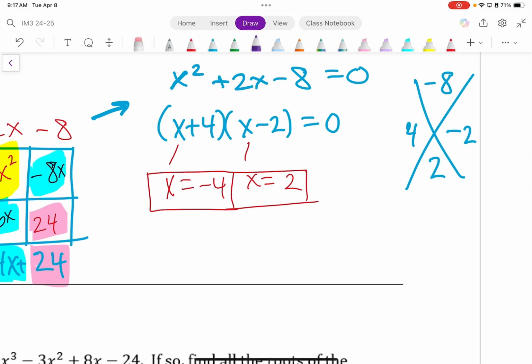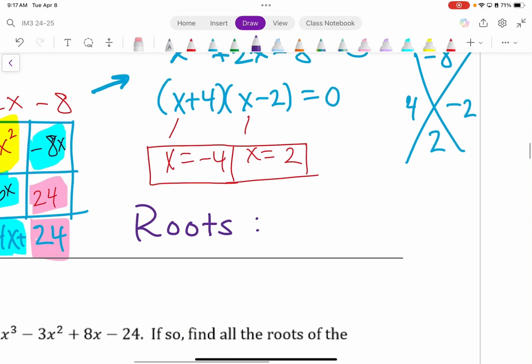You're going to write the statement "roots" like this, followed by these curly brackets. And inside these curly brackets, you will write all of the roots that we found.